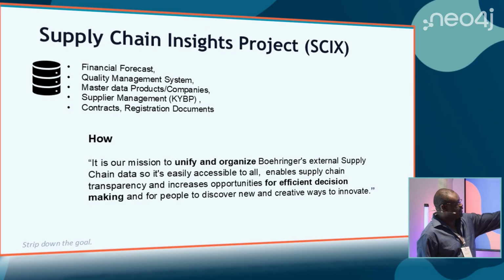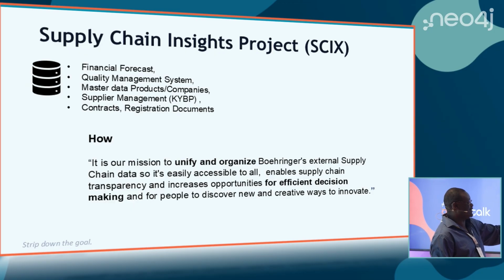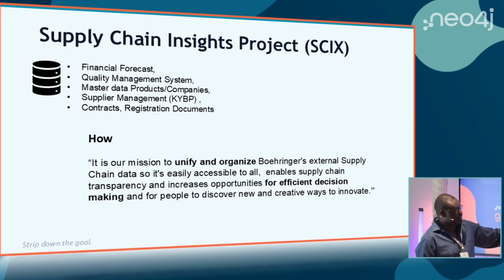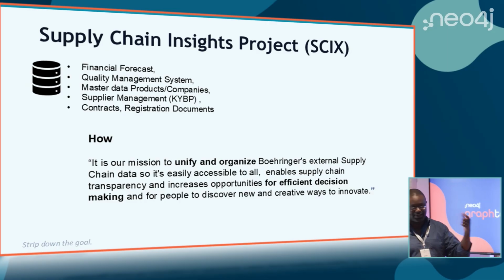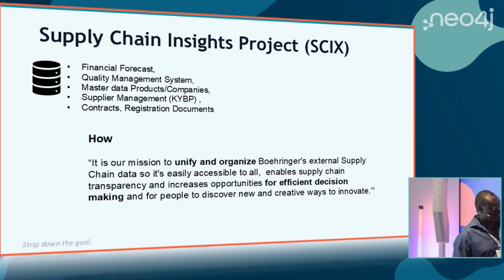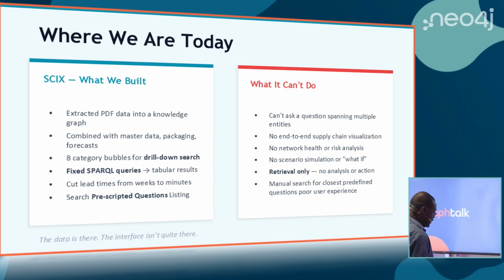So the how: our mission is to unify and organize Boehringer's external supply chain data so it's easily accessible to all, enable supply chain transparency, and increase opportunities for efficient decision making. That decision making popping up again here. And if you do that, you probably also are able to open up new ways to use that data, and that's what I kind of want to highlight today.